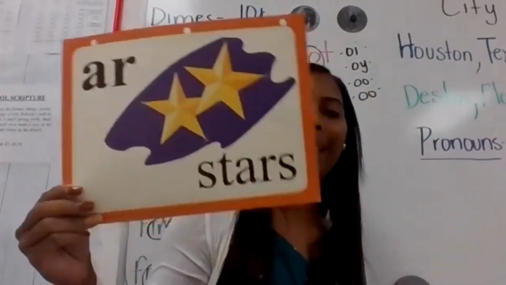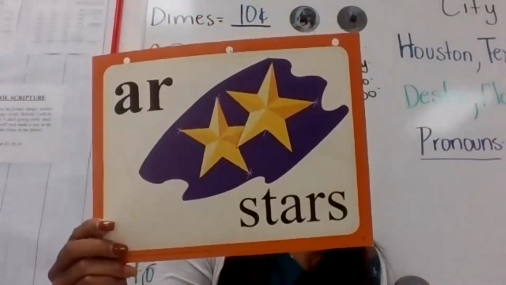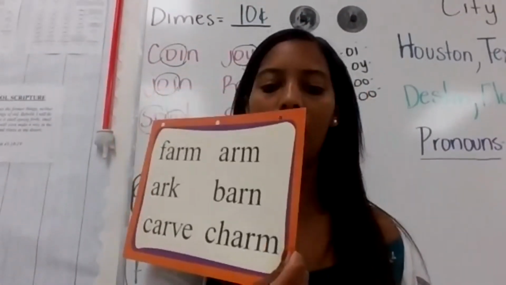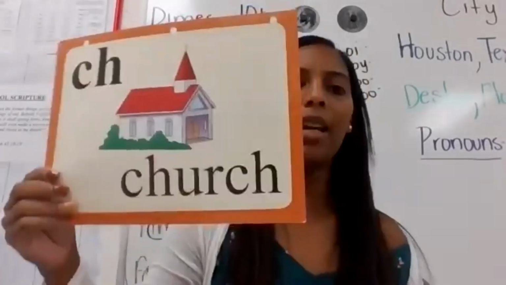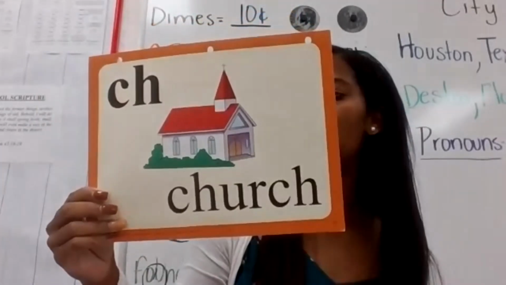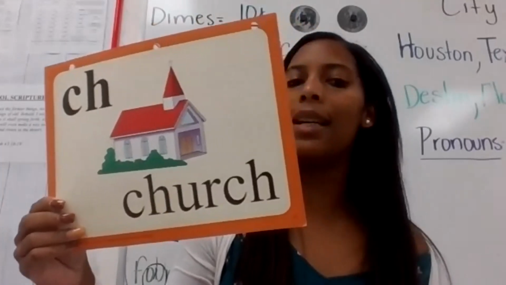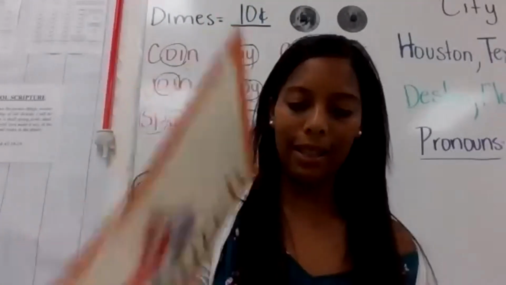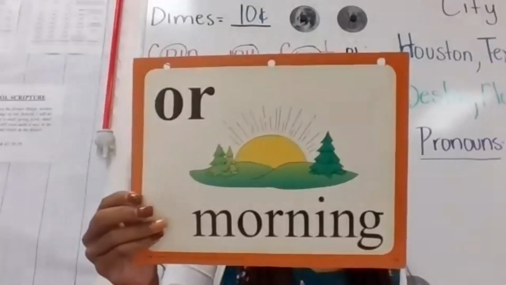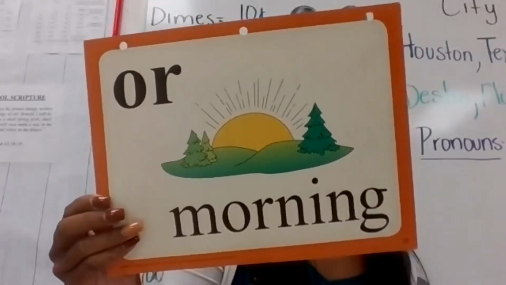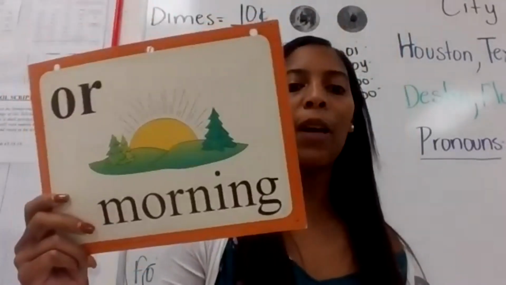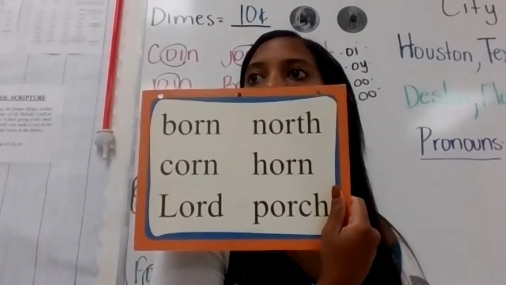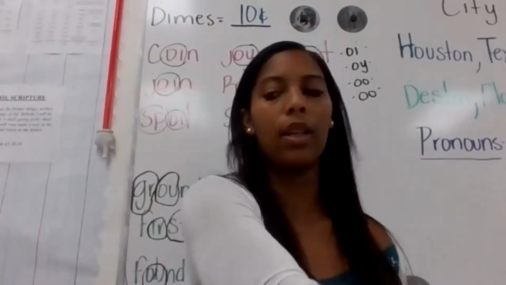AR says R, like in stars. This is a part of your body. Your arm. CH says like in church. Okay. This is what you can put treasure inside of. Chest. Good. OR, or like in morning. This is what Pharaoh saw in one of his dreams. Corn. Somebody's gonna say thank you.